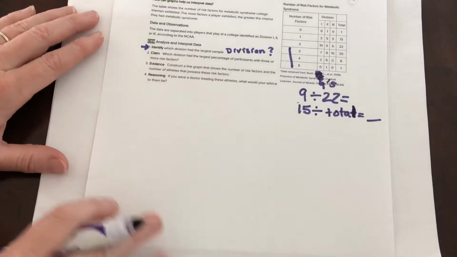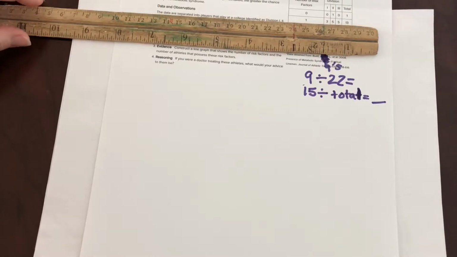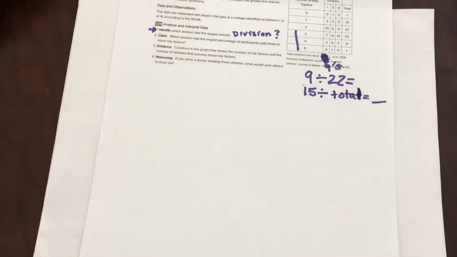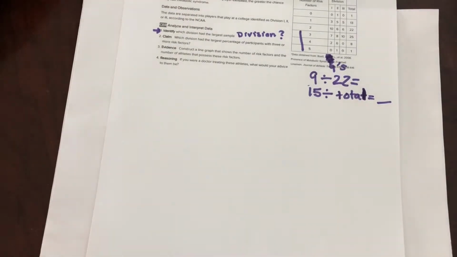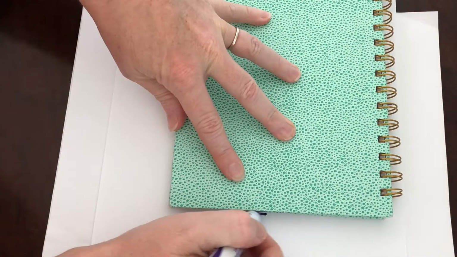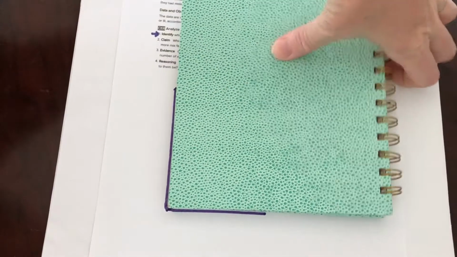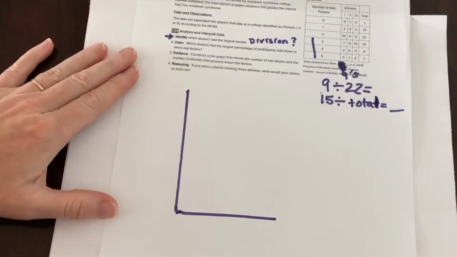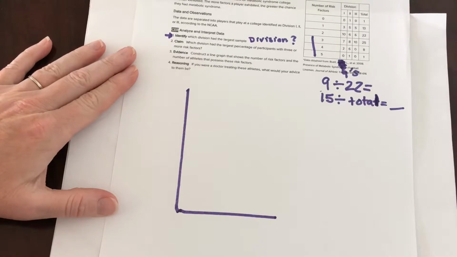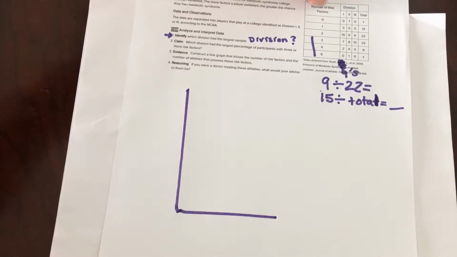Then the next one is you're going to construct a line graph that shows the number of risk factors and the number of athletes that possess these risk factors. So you're going to draw a graph. You can use a ruler to make it nice and straight. I'm going to do the lazy way and just use the edge of a book, because I've done a lot of graphs in my life, and I find that's a pretty quick way to get a nice little square.